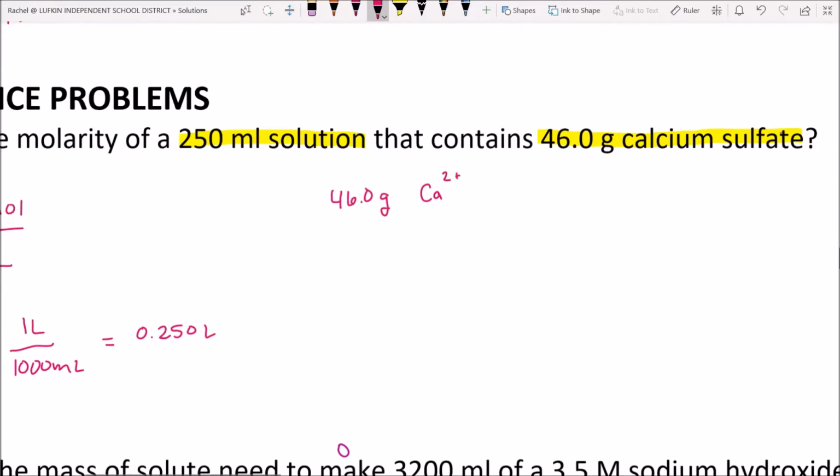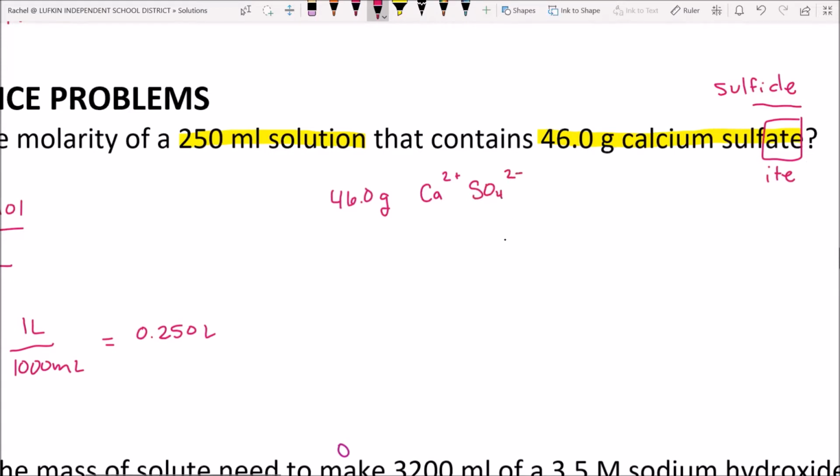+2. So this says sulfate. Remember, sulfide would be sulfur, right? If it ends in "ide," it's from the non-metal side. But because it ends in "ate," it's always going to be on the polyatomic ion sheet. If it ends in "ate" or "ite," right? So what's the formula for sulfate?